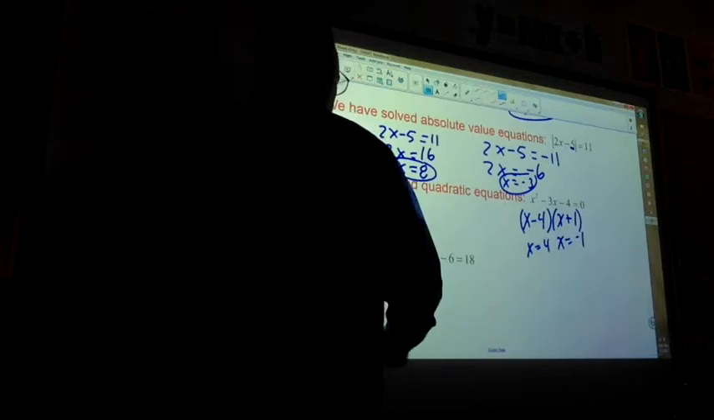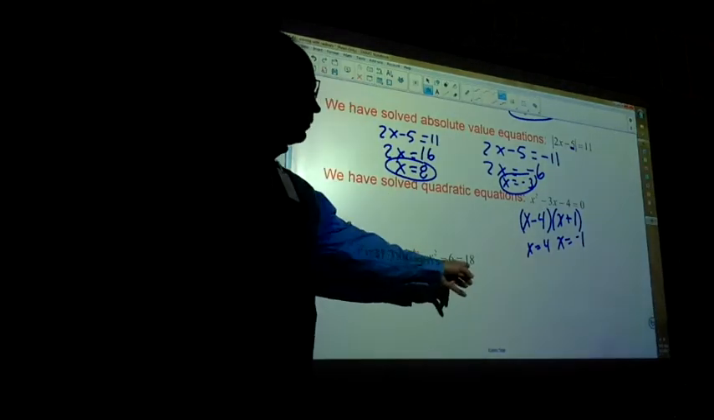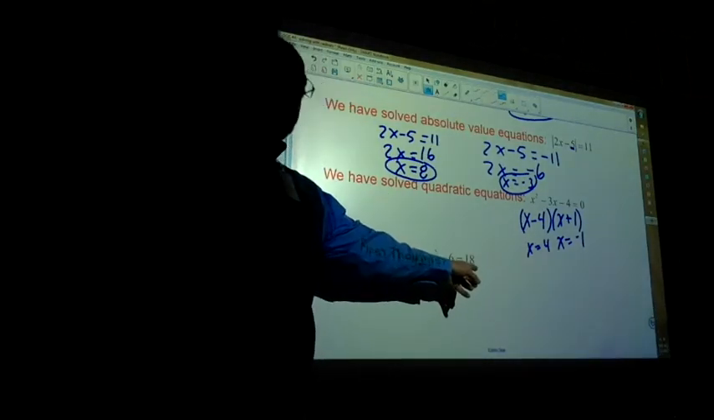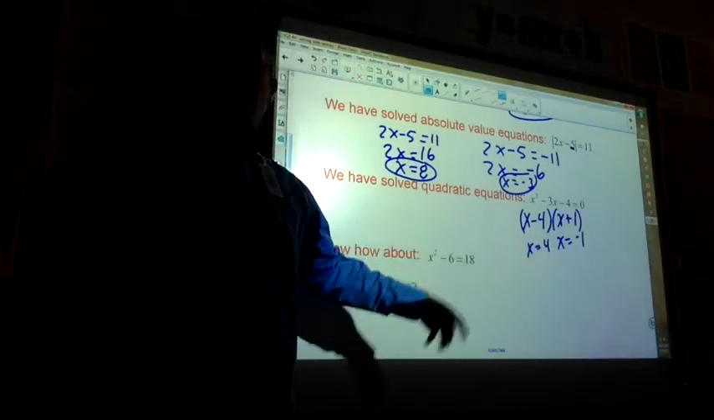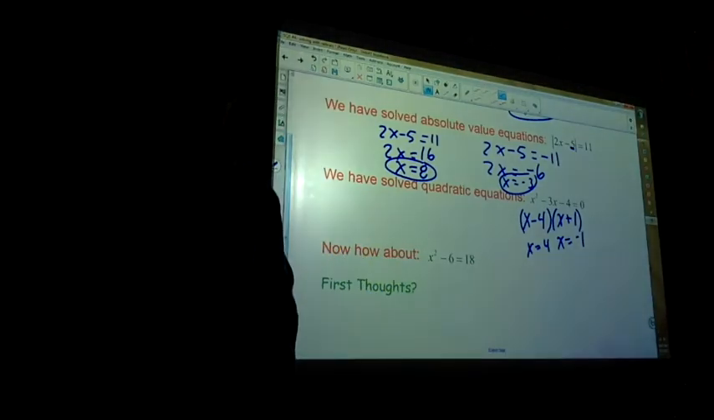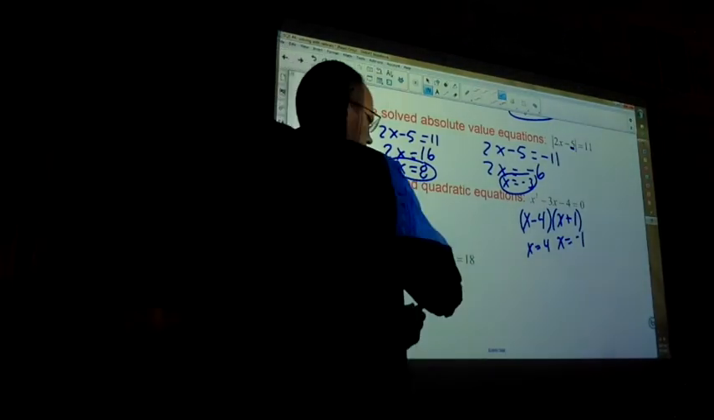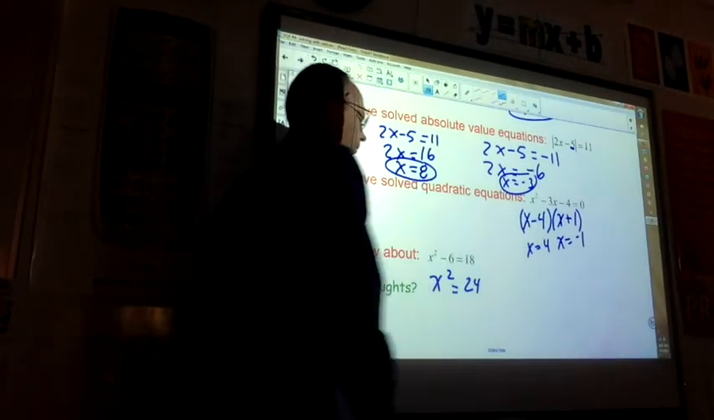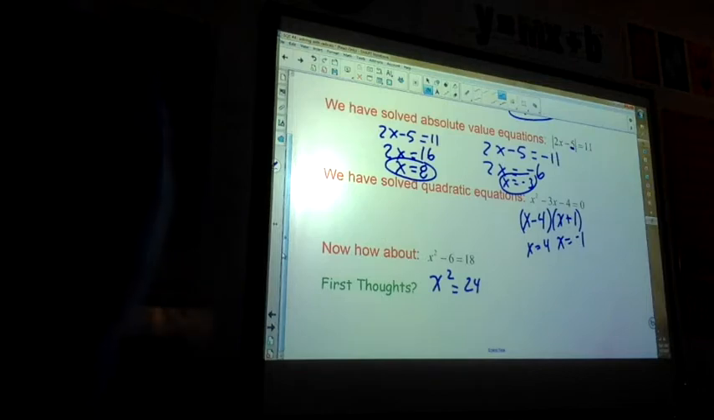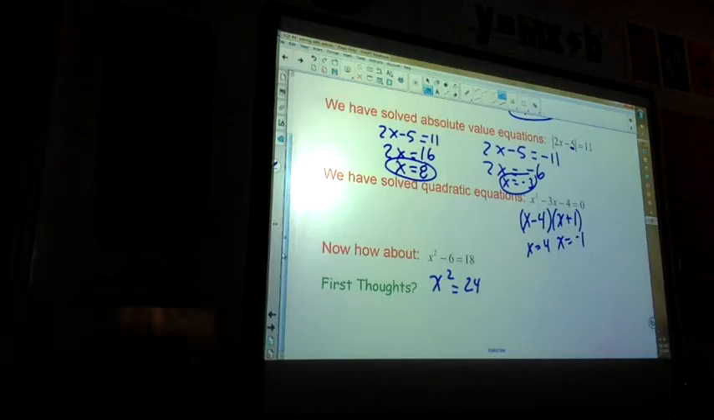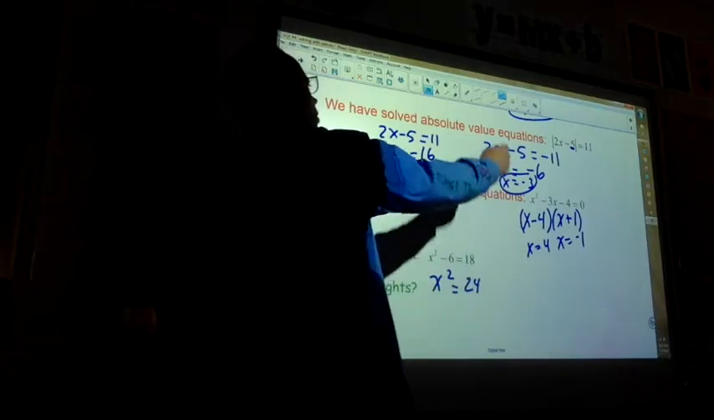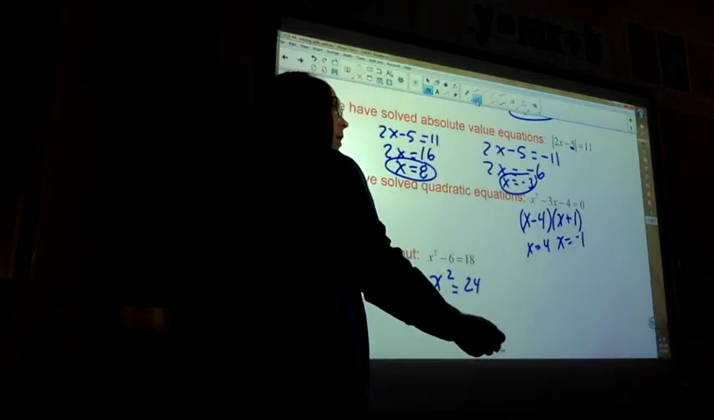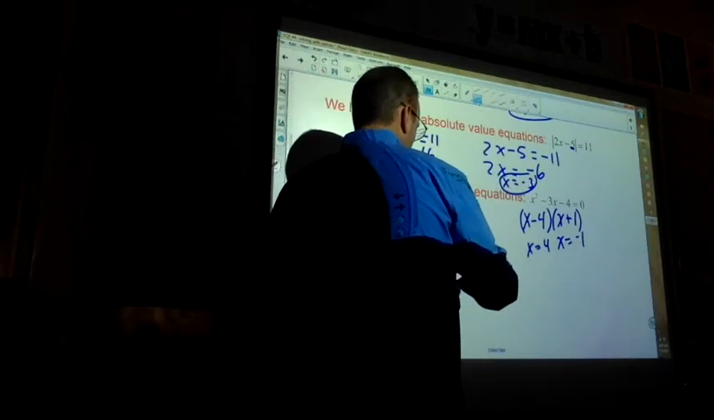So now, take a look at this. Most of you, what you would think to do is move the 18 over and see if you can factor it. Yes? But what if we were to do this? What if I were to add 6 to the other side? Would you agree with that so far? And then, what would undo a square root? Square root. Or a square root would.